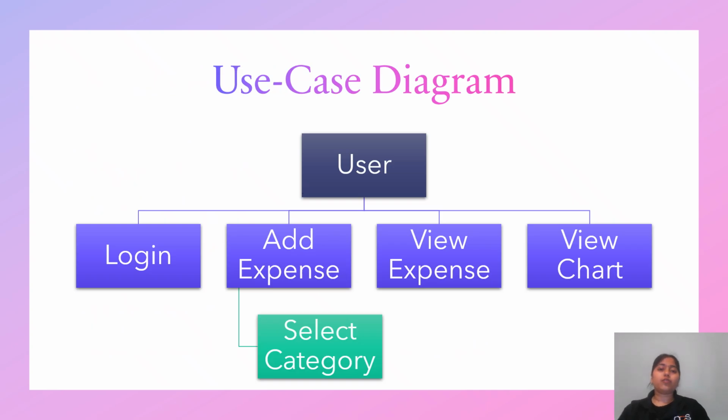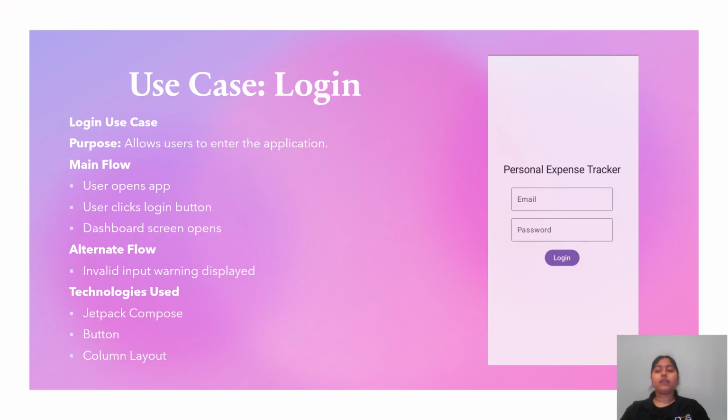And this next slide shows the use case diagram. First we have to log in, and after that add expenses, and next we have to select the category, and after that we have to view expenses and check the view chart. And the next slide shows the use case login. The use case login of the app explanation.